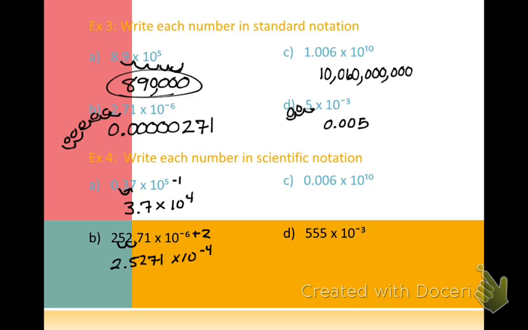Okay, C. I'm moving the decimal where? To the right. 1, 2, 3. So I'm subtracting. I had to move it over 3 times. So it'll be 6 times 10 to the 7th. Very good.